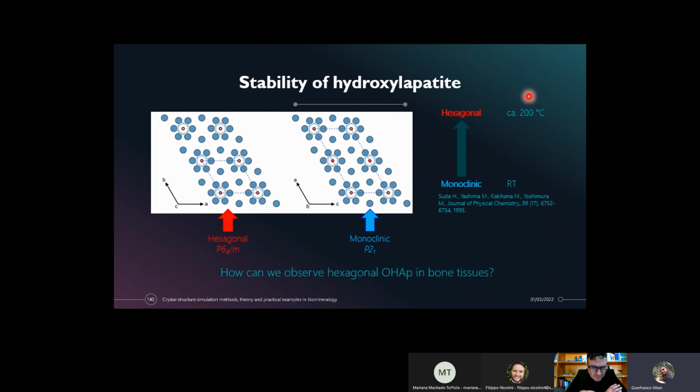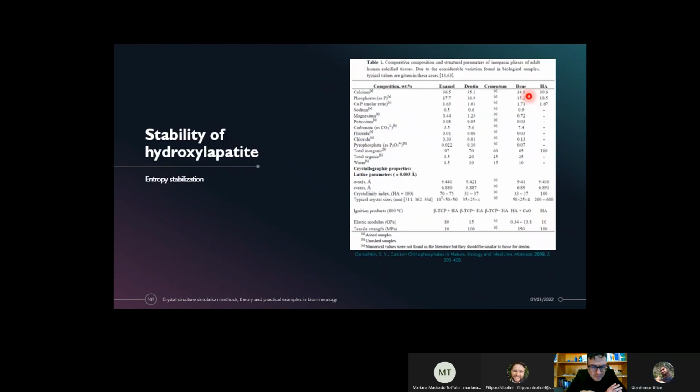How can our body stabilize the hexagonal polymorph? By entropy, by including defects in our structure, defects in the hexagonal hydroxylapatite that are aimed at stabilizing our structure. In fact, with respect to hydroxylapatite, enamel, dentin, and bone tissues have a very different content, for example, of calcium and phosphorus. There is some calcium deficiency.